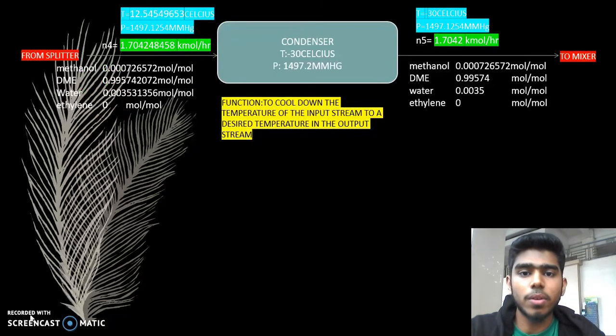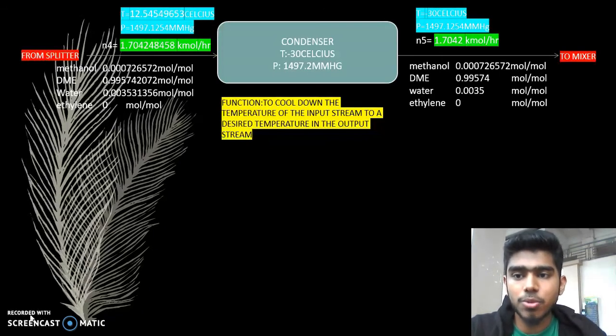So next we are entering the condenser, whose temperature is negative 30 degrees Celsius, with the pressure at 1497.2 mmHg. The function is to cool down the temperature of the input stream to a desired temperature in the output stream. So this actually condenses a gas phase into a liquid phase.